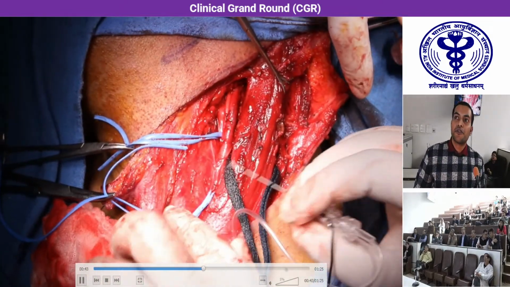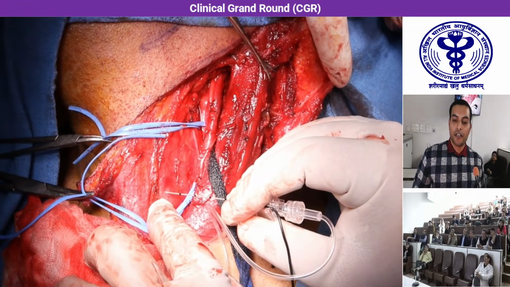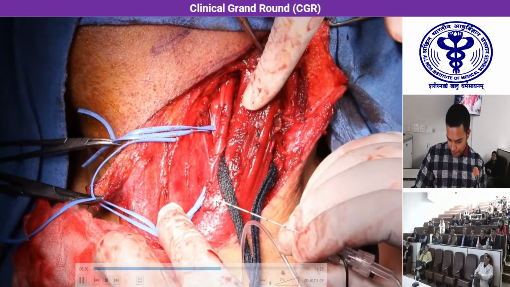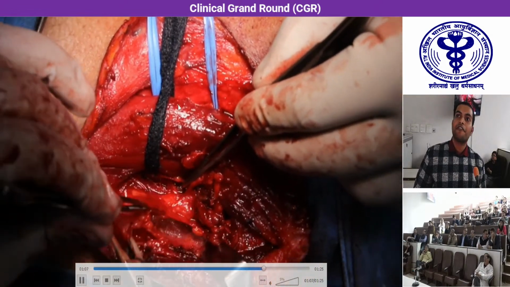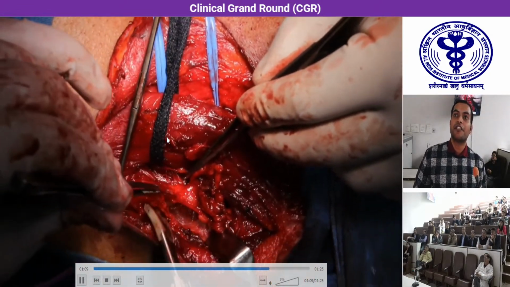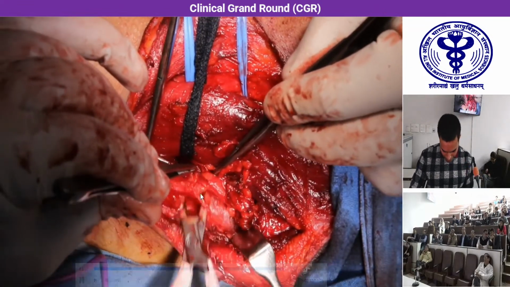We can also see the use of intraoperative nerve monitoring to identify and preserve all the important nerves that are present in the neck. And here we can see that the sternocleidomastoid muscle eventually is retracted anteriorly for level 5 node dissection.